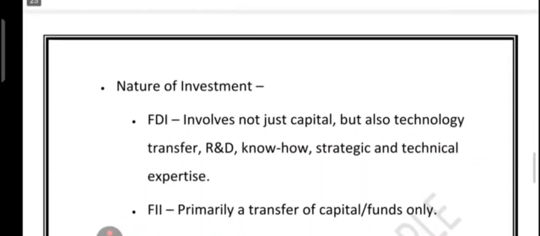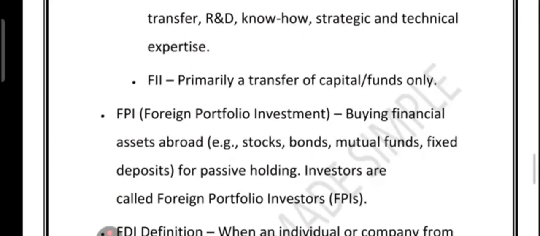While FPI is called foreign portfolio investment, what happens here is like FII's cousin. It is when an investor, a foreign individual, fund or institution, buys financial assets like stock, bond, mutual fund or even fixed deposit in another country. But again, this is a kind of passive investment.